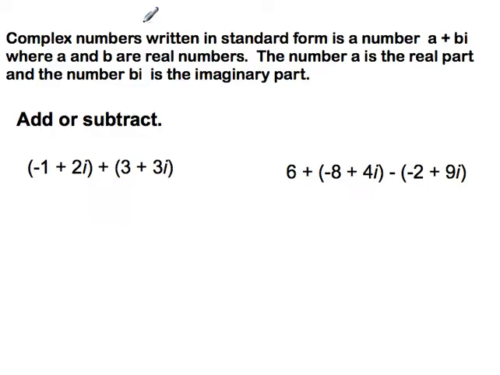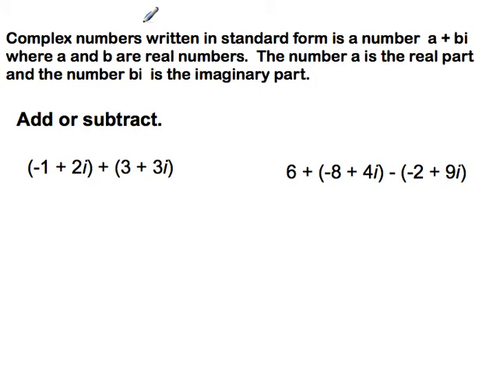This actually talks about complex numbers. They are written in standard form if the number is a plus bi. a and b are both real numbers. But realize that number a is the real part because it does not have an imaginary i unit connected to it. So bi is the imaginary part.